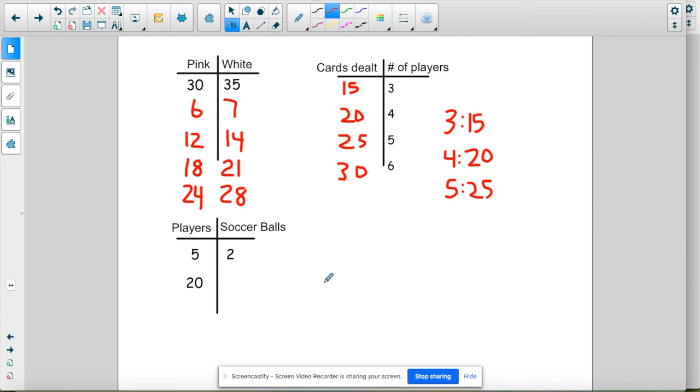The final question we're going to look at together is question 6. It says, the ratio of players to soccer balls at a practice session is 5 to 2. So I've put that into the table. How many soccer balls are needed for 20 players? Well, we know that the ratio needs to be the same. So how did I get from 5 to 20? What did I do? This is very similar to our equivalent fractions. I multiplied by 4. So I need to do the same thing to find out how many soccer balls I'm going to need. I'm going to multiply by 4.